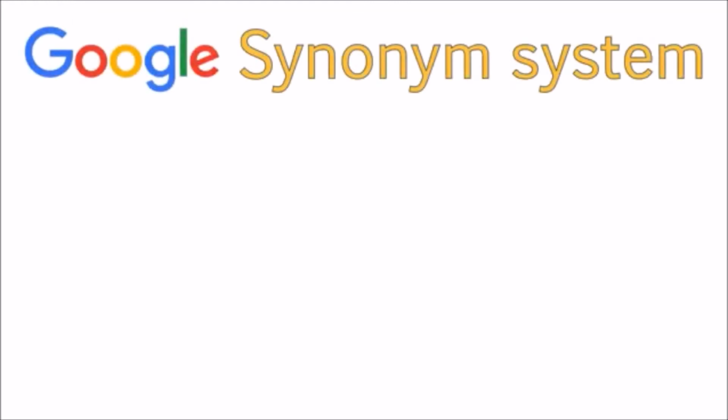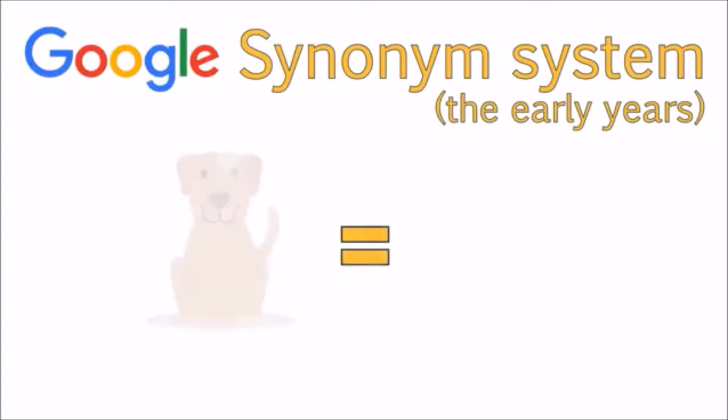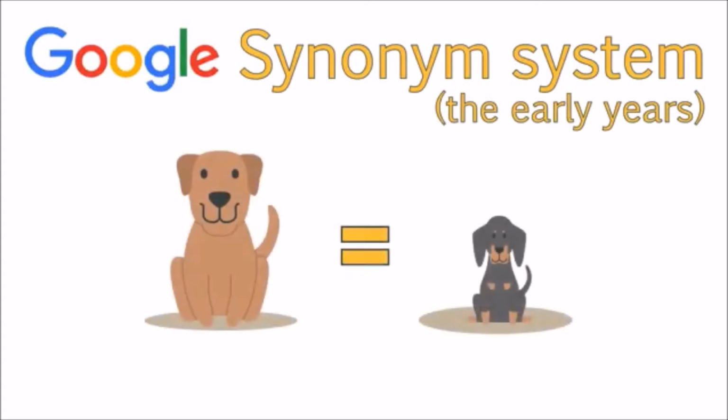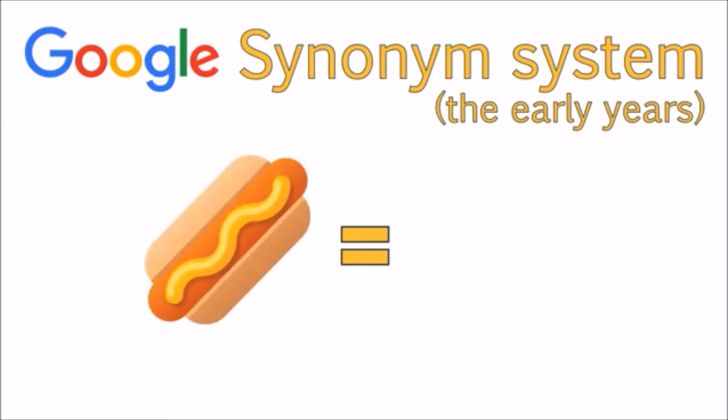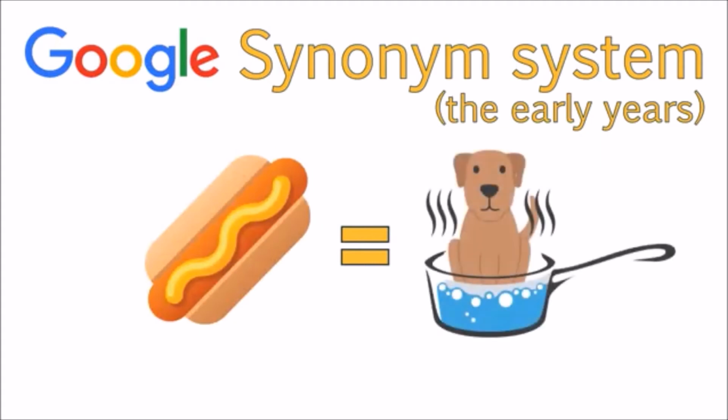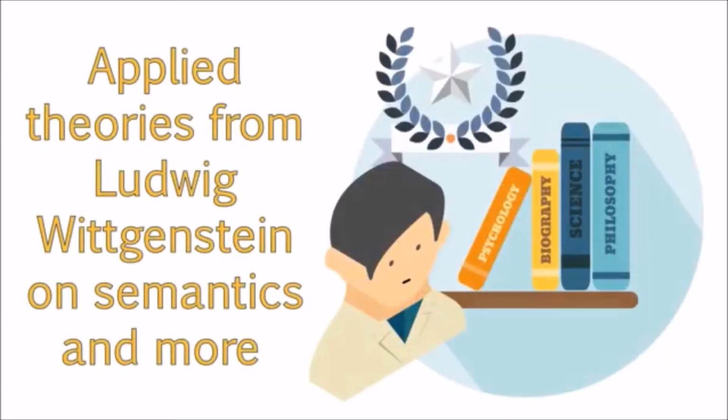But there were obstacles. Google's synonym system understood that a dog was similar to a puppy and that boiling water was hot. But this means it also concluded that a hot dog was the same as a boiling puppy. This problem was fixed in late 2002 by applying theories from a philosopher named Ludwig Wittgenstein, considered by many to be the greatest philosopher of the 20th century.